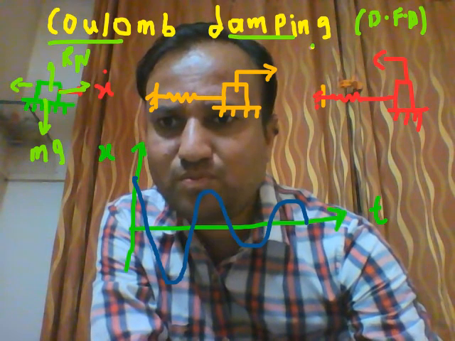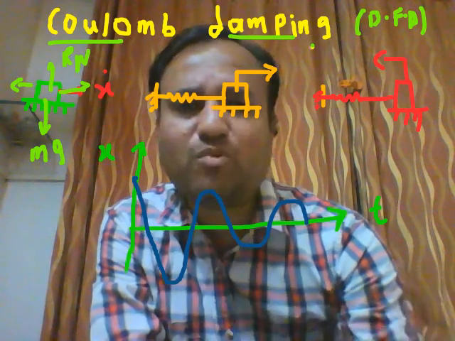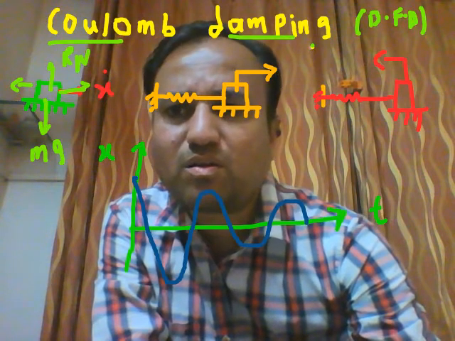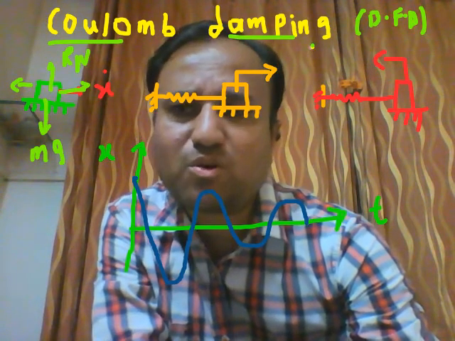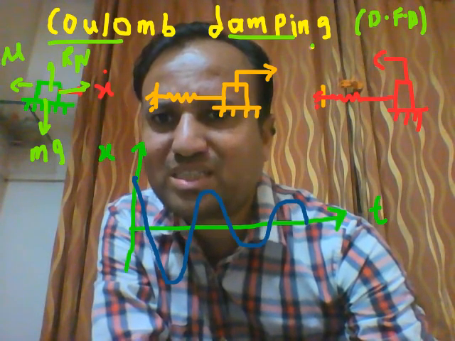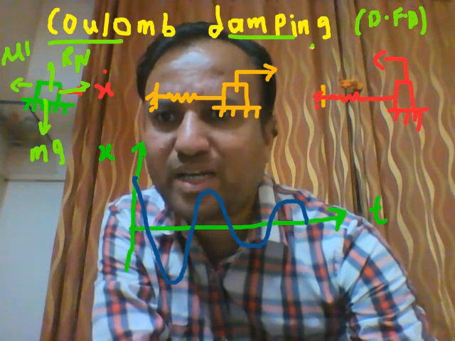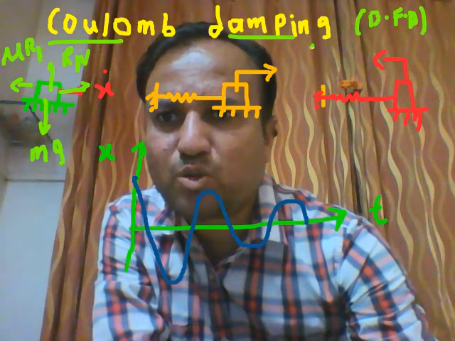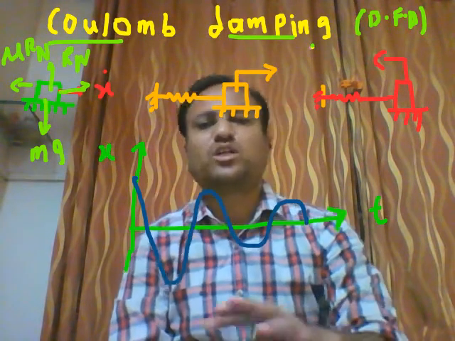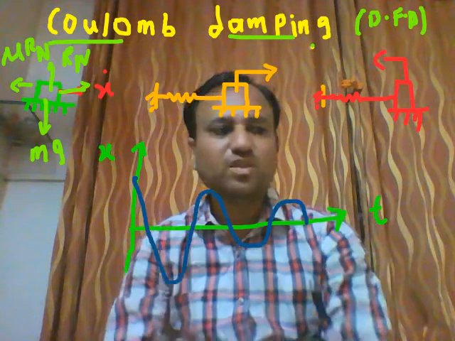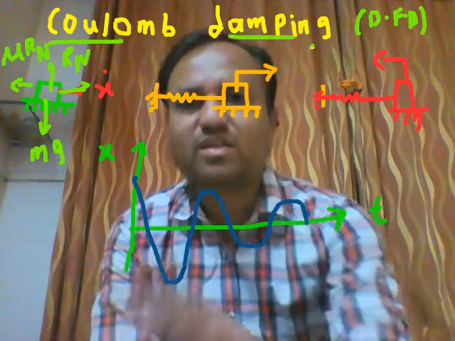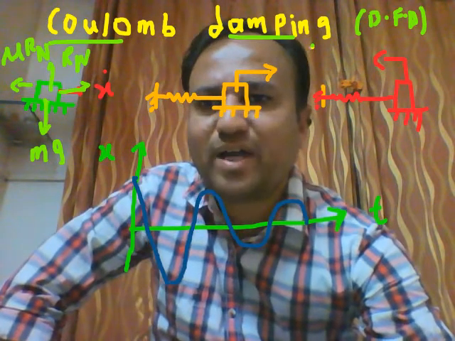For rightward movement of the body, the frictional force will act in the opposite direction. Let F or Fr is mu Rn. So the force of friction is leftward, that is, force of friction is always opposite to the motion. Now this analysis is required.